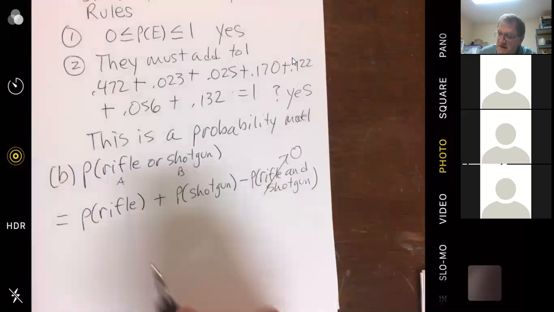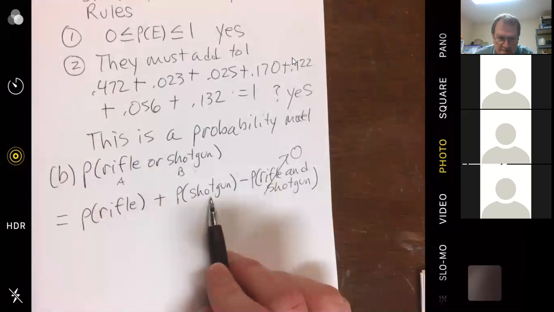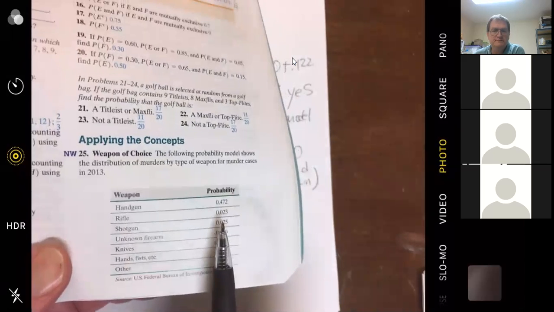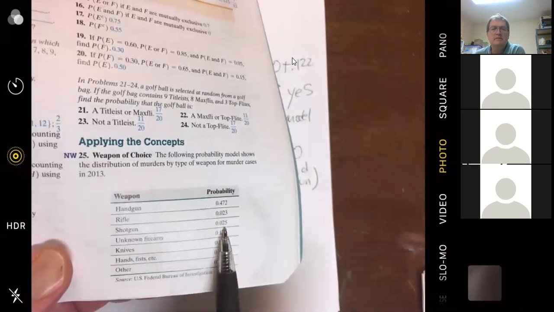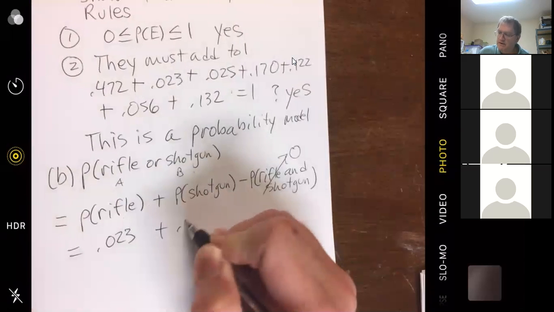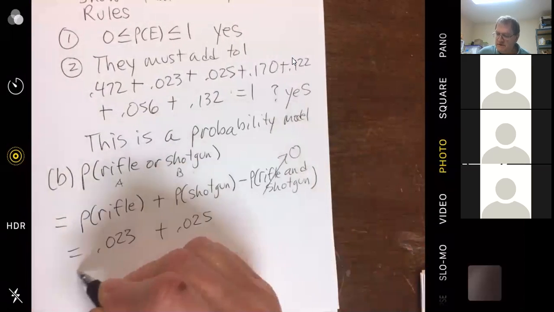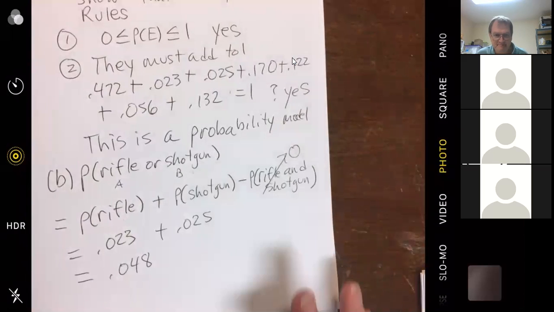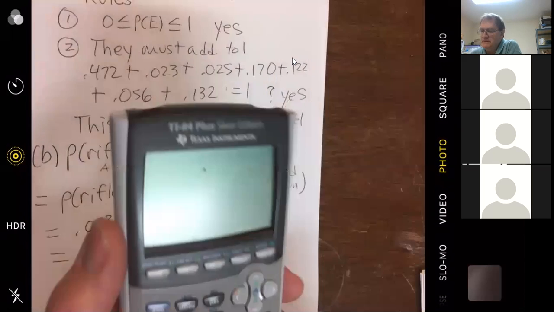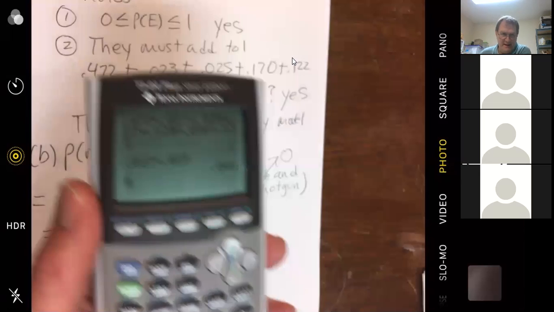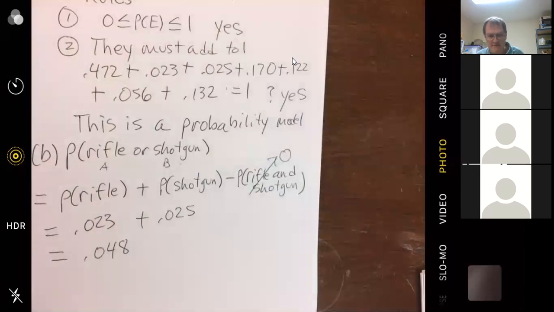Okay. Now, do you see where to get these probabilities of a rifle plus a shotgun here? The rifle, 0.023. The shotgun, 0.025. So this would be equal to 0.023, just add 0.025. I think you'll find it's tough to add stuff horizontally and line up the places. That looks like 0.048. But you can always punch it. 0.023, add 0.025. Yep. 4.8% chance someone used a rifle or a shotgun.